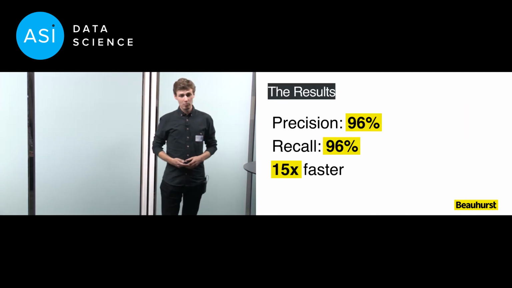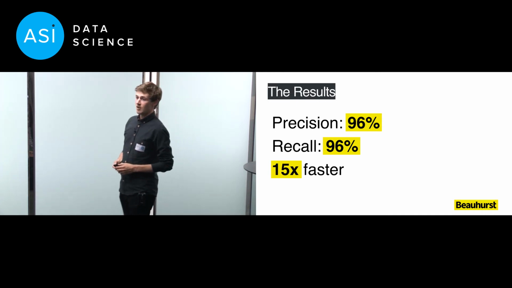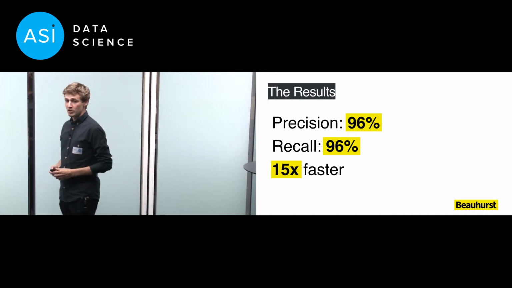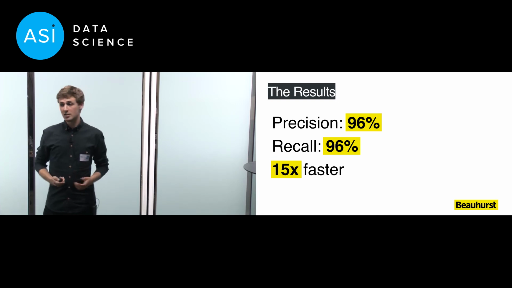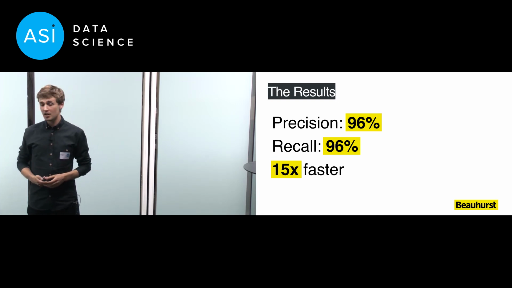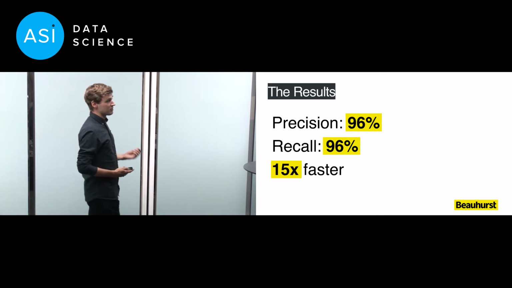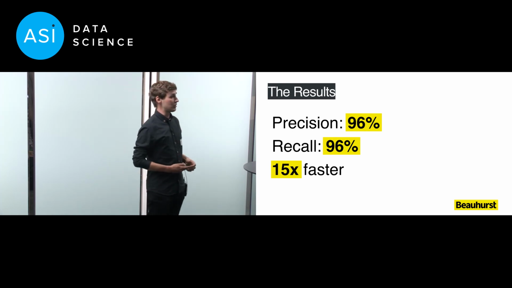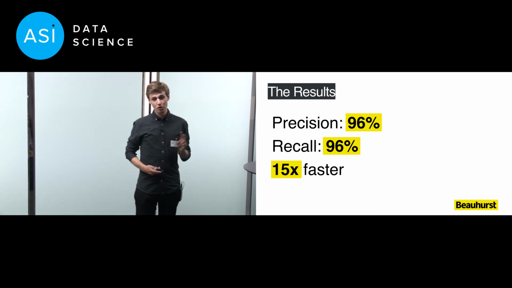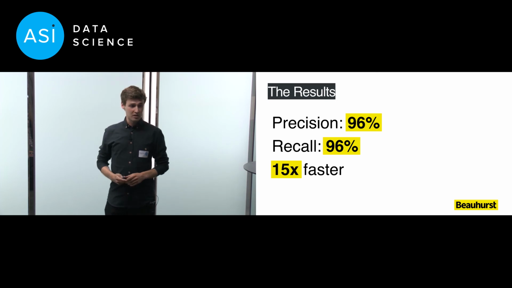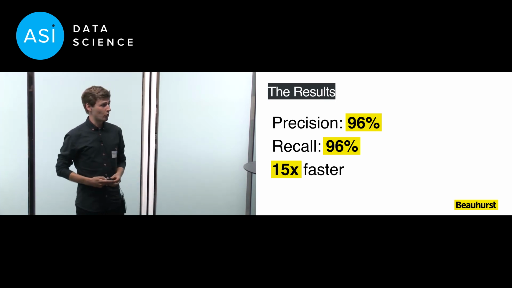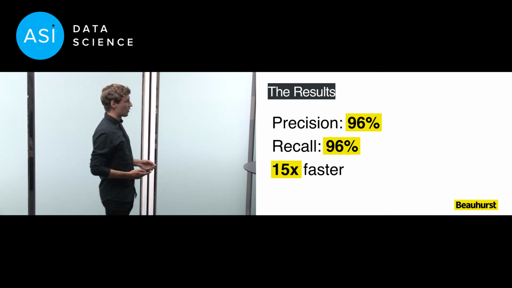Well, we achieve precision and recall of 96%. What this means is that whenever the computer comes up with a match, it's right 96% of the time. And in addition to that, the computer finds 96% of matches in the database. In addition to those two things, this program runs 15 times faster than Bohurst's existing product, and it matches thousands of records every second.